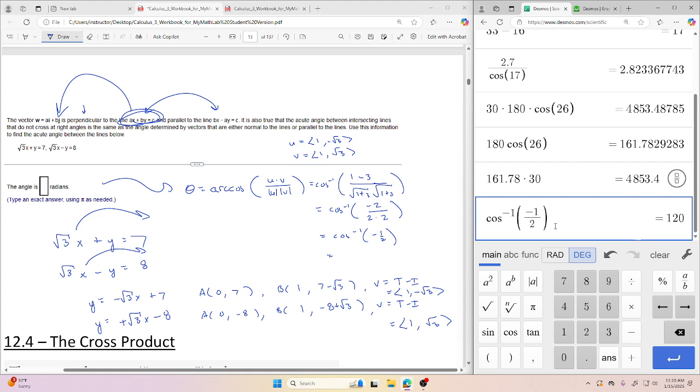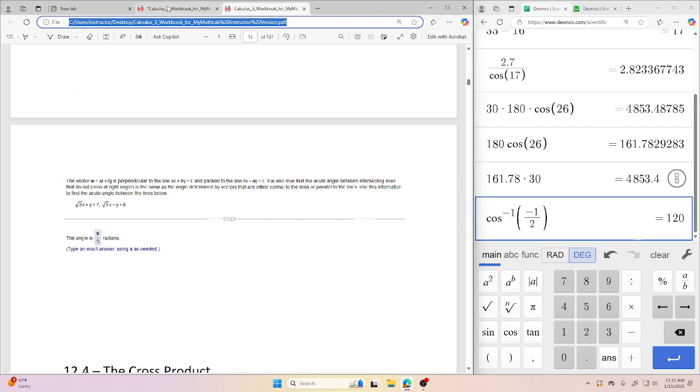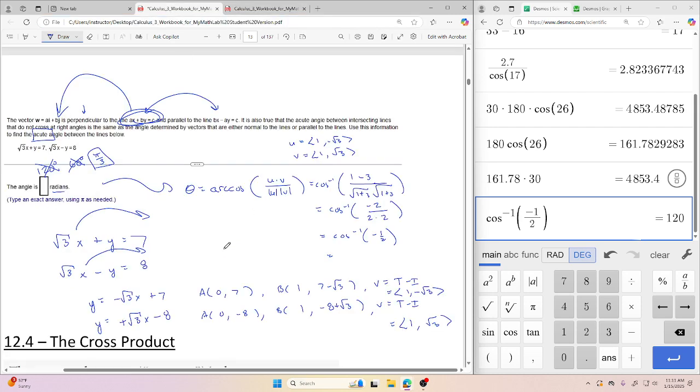Oh, 120 degrees. But now they did say acute angle between them, didn't they? Did they say acute somewhere? Right there. So I'm guessing what's going to happen. I want to put 120 degrees, but they're probably going to say something like 60. That's my guess. Let's see what they say. Of course, that's why we have it up here. There it is, pi over 3. Okay. That was a lot for pi over 3.